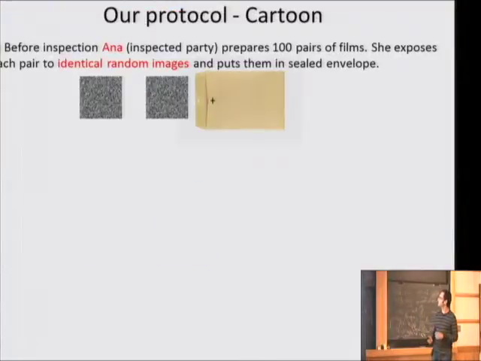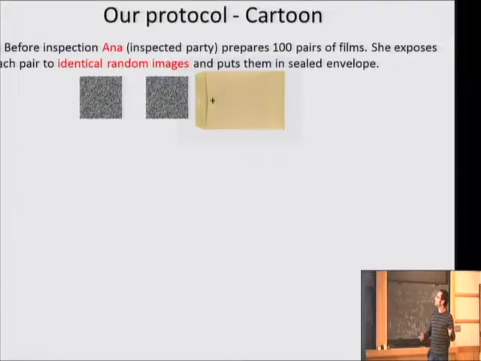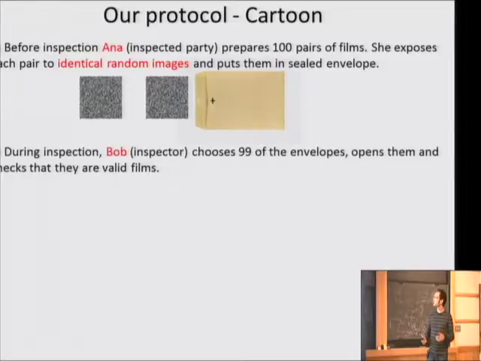So here is the cartoon version of our protocol. Anna will prepare 100 pairs of films. Each pair of films will be exposed to an identical random image, and then she puts it in a sealed envelope. Then Bob comes, they do the inspection. Bob chooses 99 of the envelopes, opens them and checks that they are valid films, they actually work and all that, and that they have identical images.